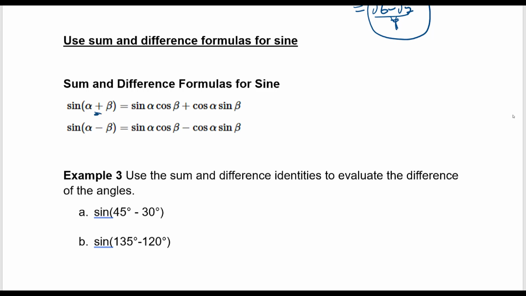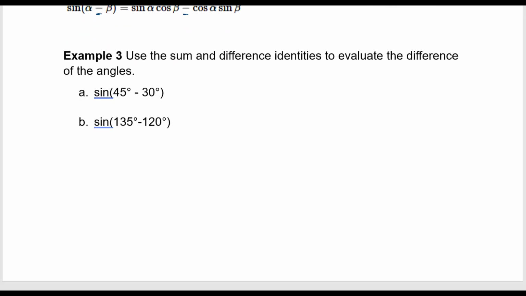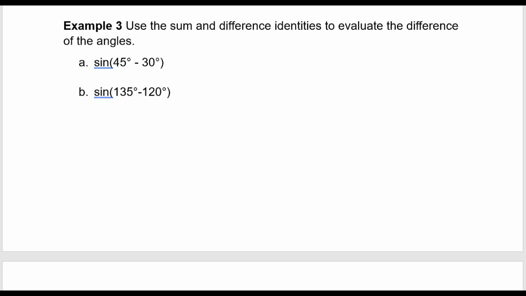The other key thing is it's plus here, and notice minus here, minus here. So sine alpha minus beta, sine alpha cosine beta minus cosine alpha sine beta. So you use the sum and difference identities to evaluate the difference of the angles.